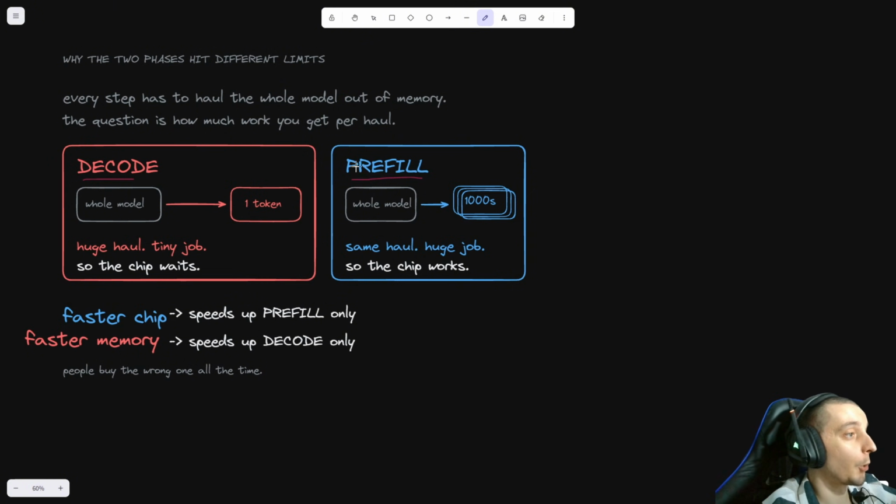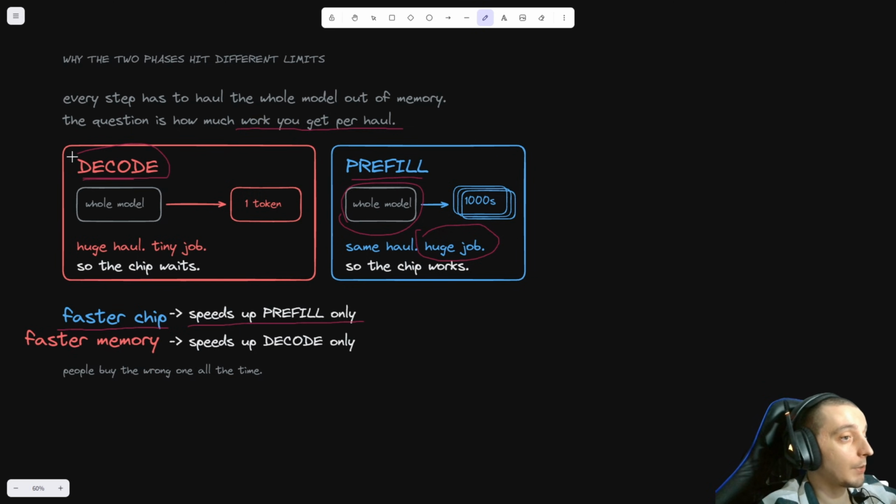Both decode and prefill phases drag a lot of data around, but let's understand their difference in terms of the useful work that we get per such haul. Prefill, in order to process your input, walks the model only once, and then it does a lot of parallel computations, and that's it. So we drag the data out of memory just once, and we do a huge job. Its potential bottleneck becomes the computational power of your GPU chip. So by acquiring a faster chip, we can speed up prefill only.